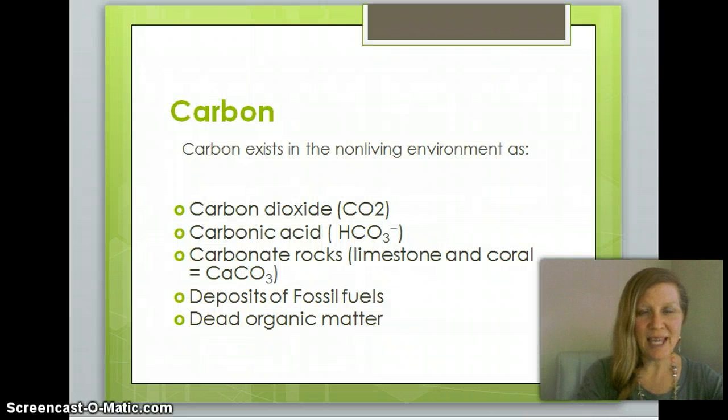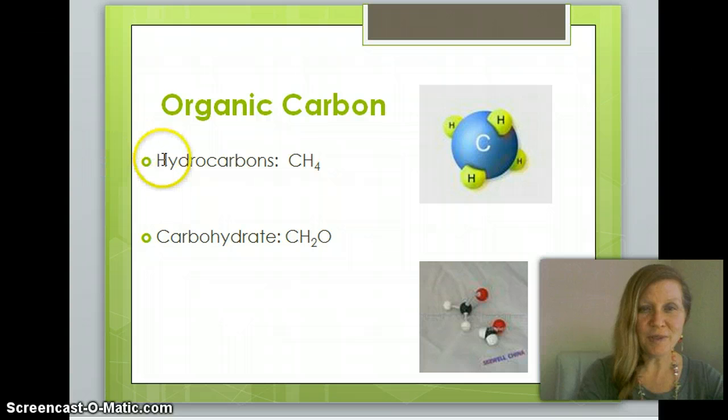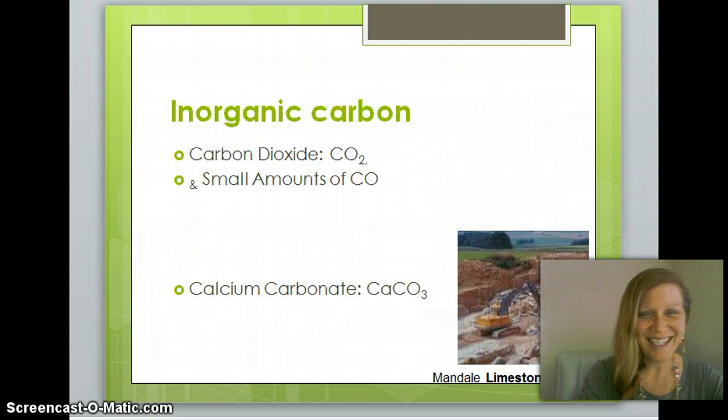You're going to be examining and learning about the ways that carbon exists in the living and non-living environments. Non-living ways include in the form of carbon dioxide, carbonic acids, carbonate rocks, deposits of fossil fuels, and also dead organic matter. You're going to be reviewing your essential vocabulary terms for cellular respiration, photosynthesis, carbon cycle, and the nitrogen cycle, and also some forms of organic carbon such as the hydrocarbons, carbohydrates. Hope you had a lot of those yummy carbohydrates today. And your inorganic carbons such as carbon dioxide and carbon monoxide, and again calcium carbonates.